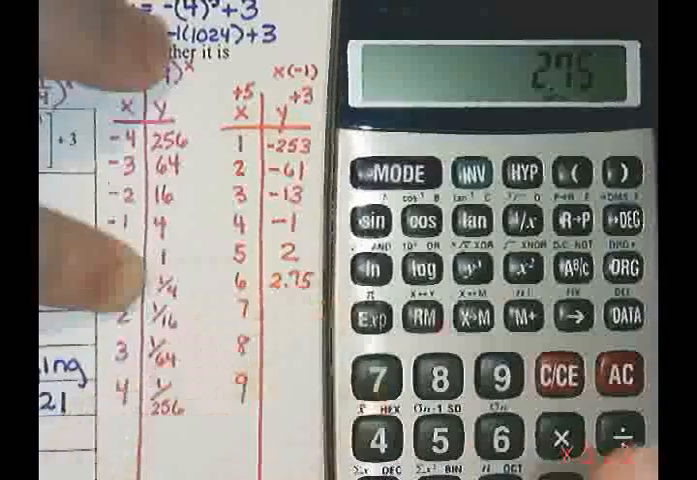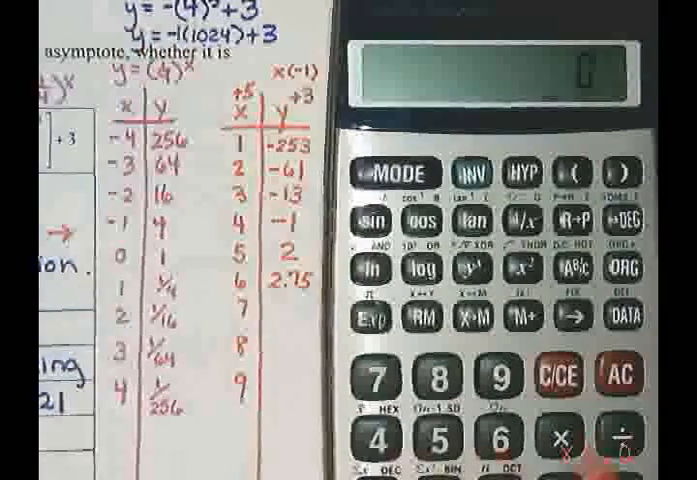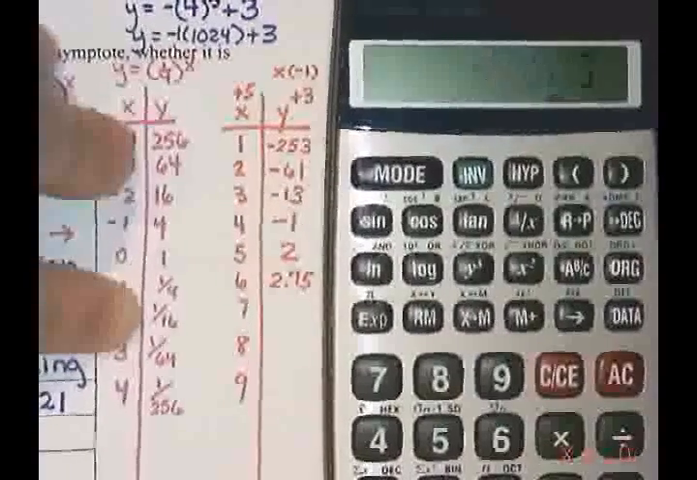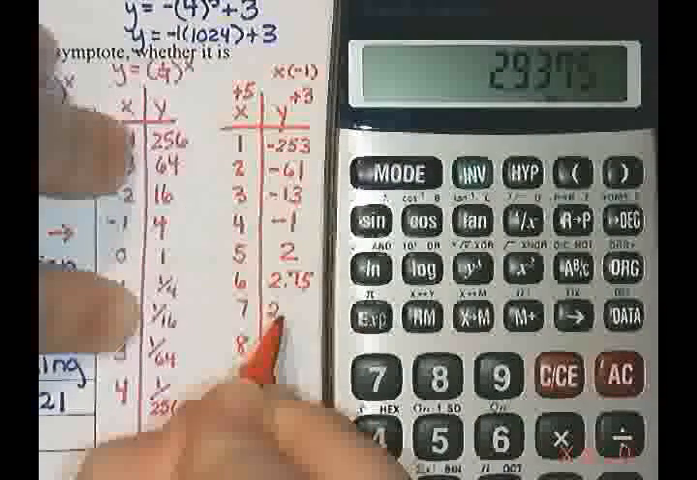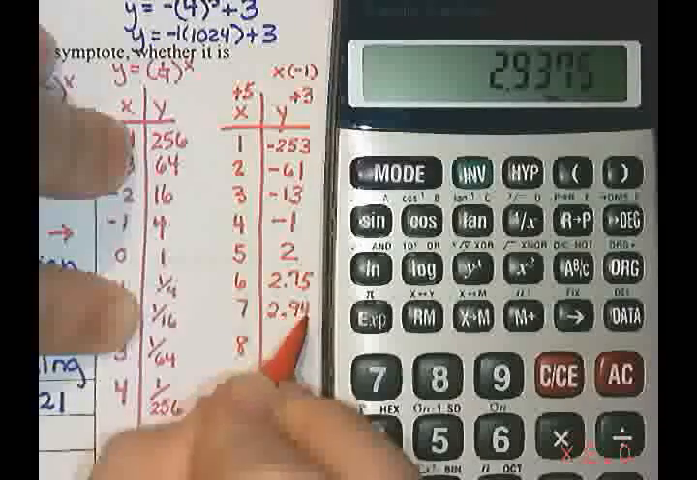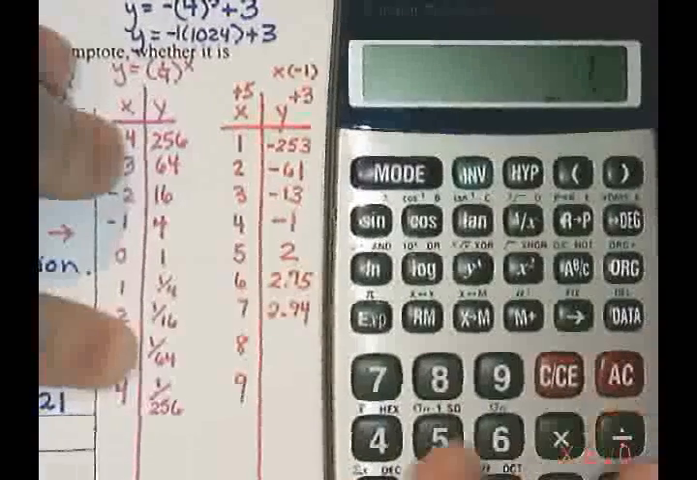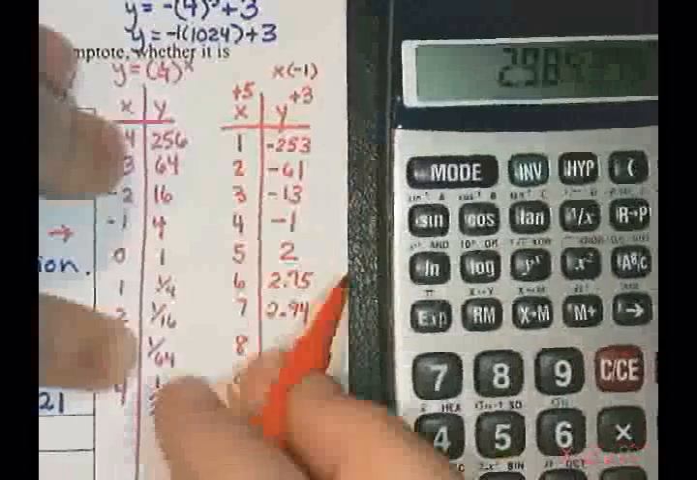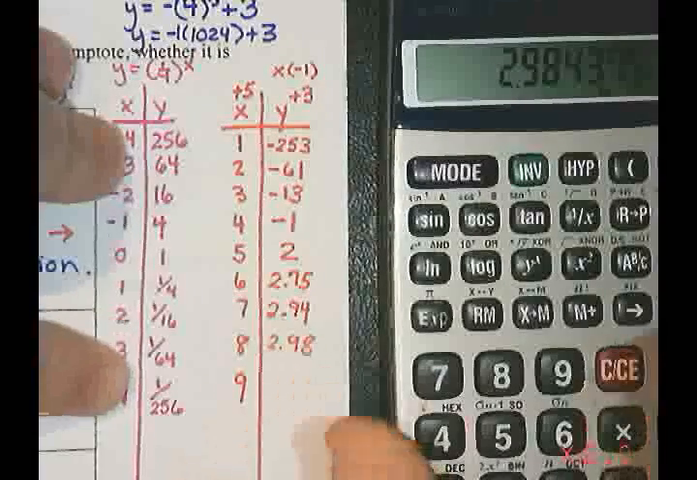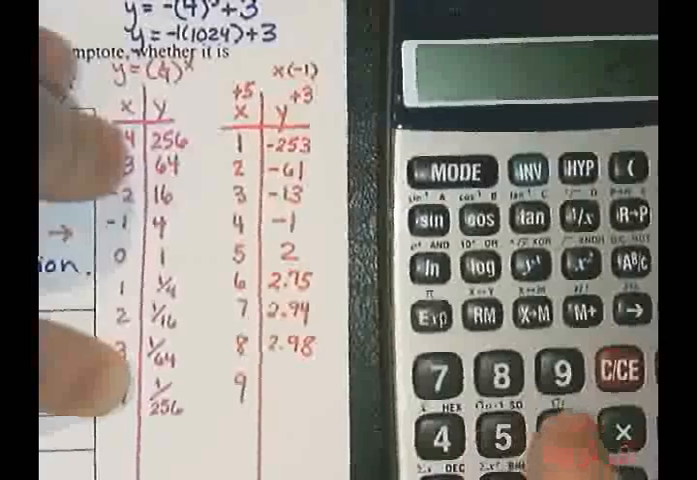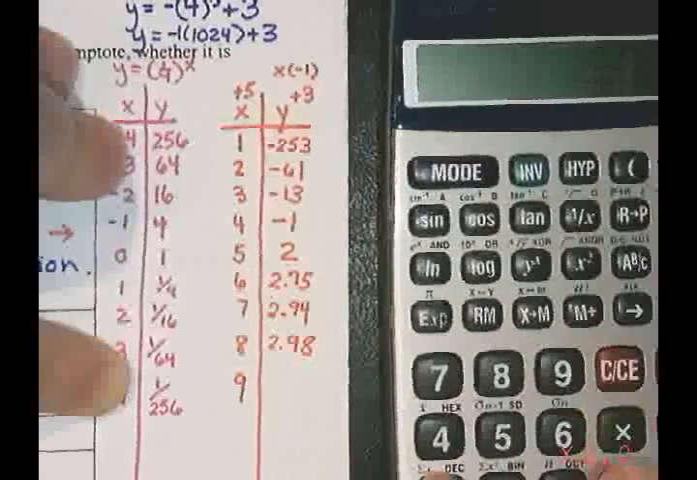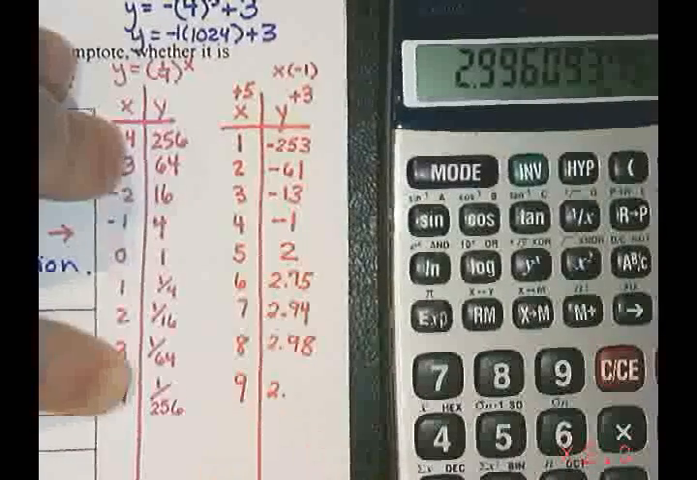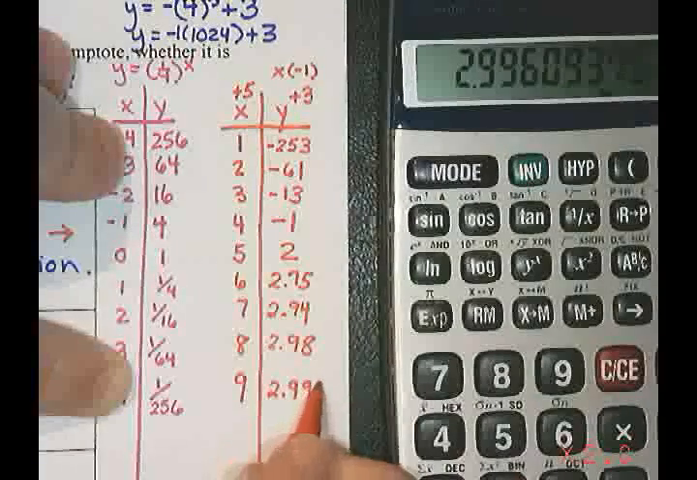There's always going to be one end of the table that's going to be decimals. 1 divided by 16 times negative 1 plus 3 is 2.937, so 2.94. 1 divided by 64 times negative 1 plus 3 is 2.98. And then 1 divided by 256 times negative 1 plus 3 is 2.996. So that would round up to 3. I'm just going to write it as 2.996 for now.